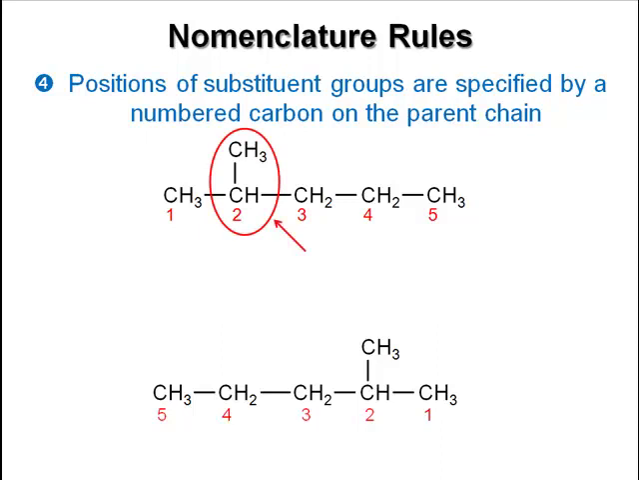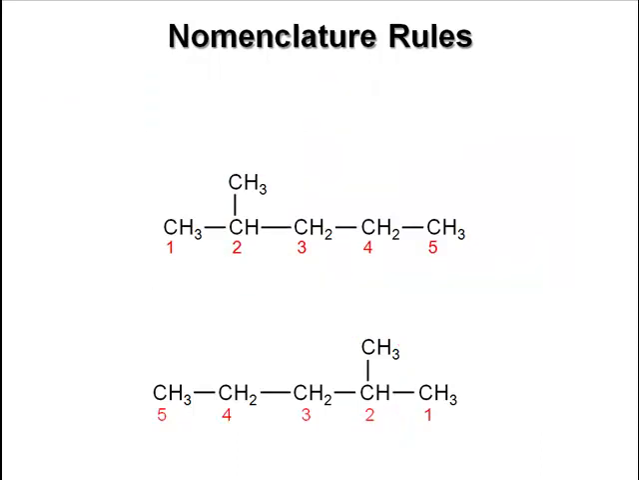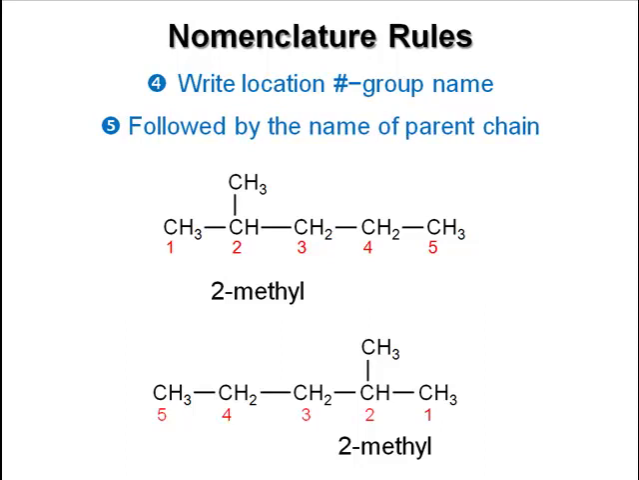All right. So where the group is positioned, the methyl branch is located on carbon number 2. Once you know it's on carbon number 2, you write the location. So in this case, you've got your 2-methyl, which means it's on the second carbon. Then you follow by the name of the parent chain.